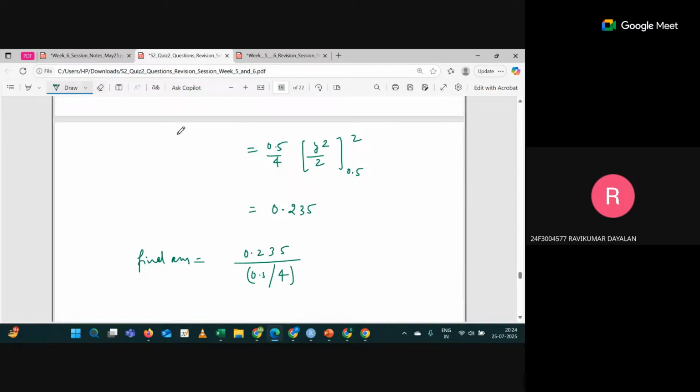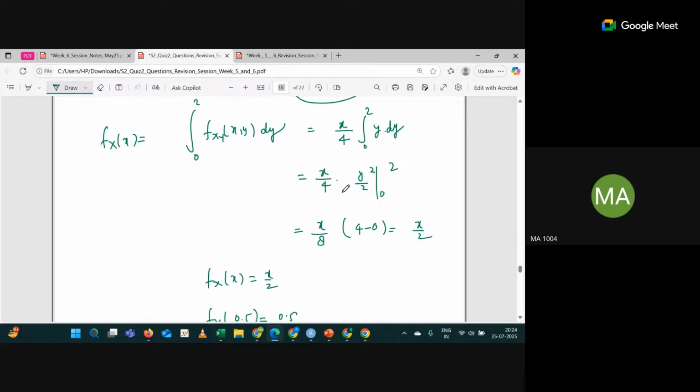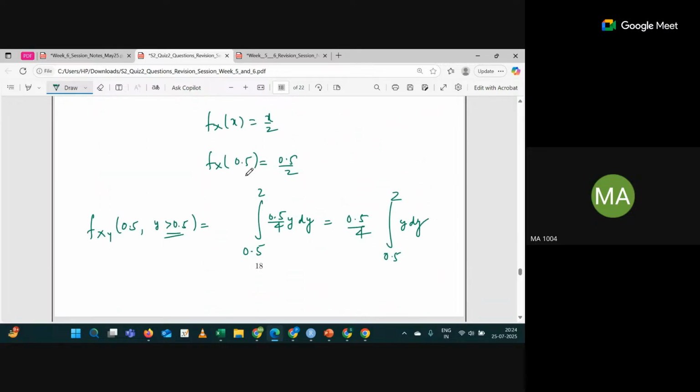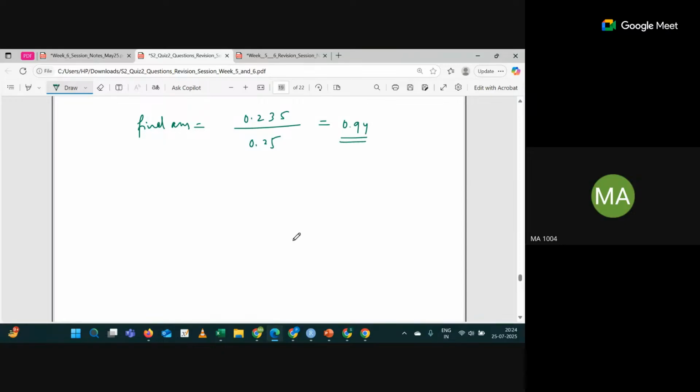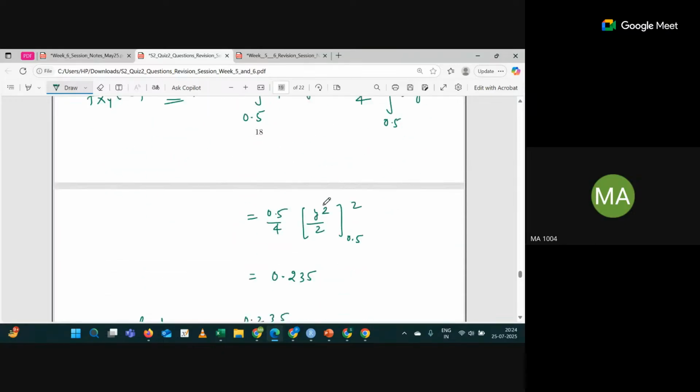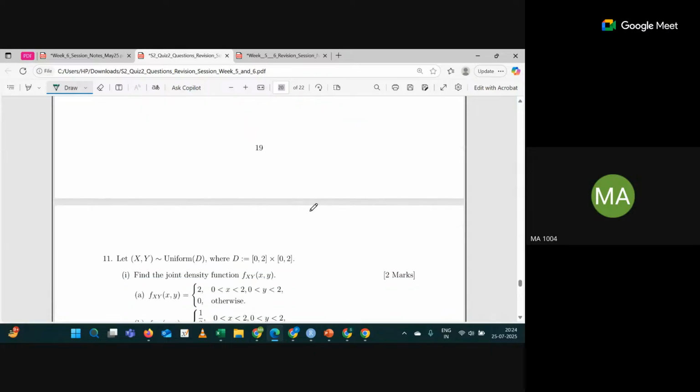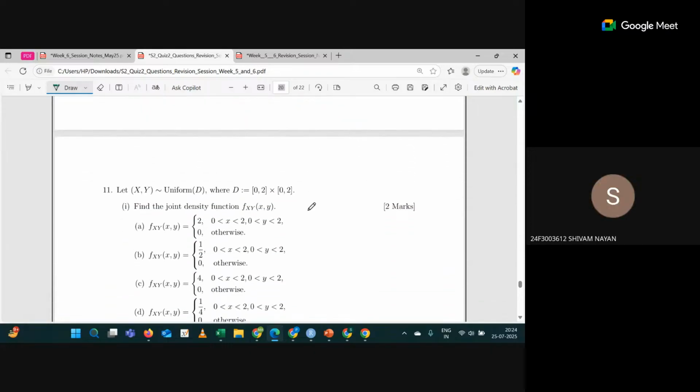Sir, 0.235 by 0.25, sir. It's 0.5 divided by 4, right? Oh, sorry. 0.5 divided by 2. So correct, not 4. Basically 0.5 divided by 2 is nothing but 0.25. So if you solve this, you'll get the correct answer. 0.235 divided by 0.25 will give you 0.94. Okay, you got the idea, right? Conditional probability: you take the joint PDF divided by the marginal. Clear? Yes, sir.